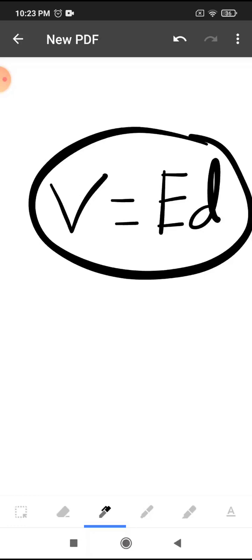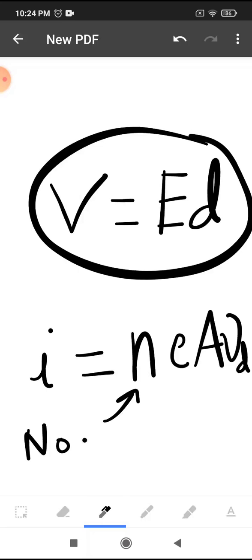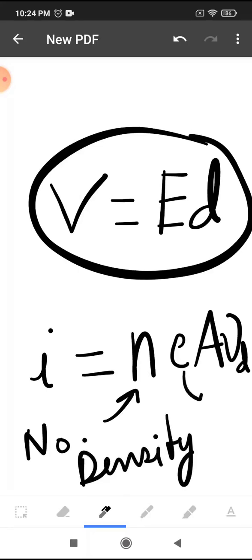We also know that the current is equal to N, E, A and Vd, where N is the number density of free electrons. Well, I'll explain that a bit later. E is the charge on an electron, A is the area of cross section of that conductor, and Vd is the drift speed of the electrons.